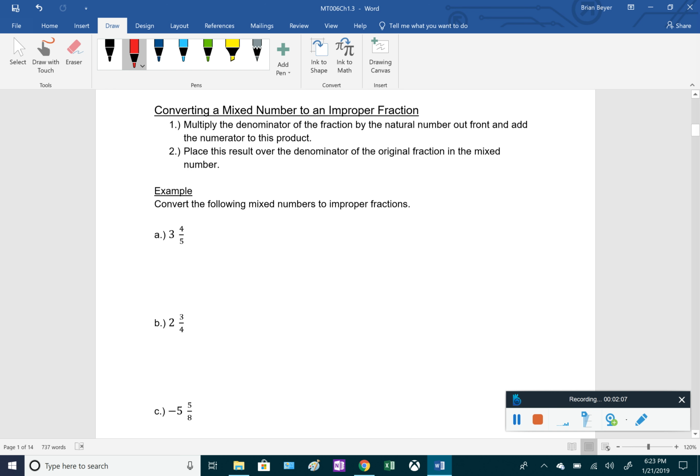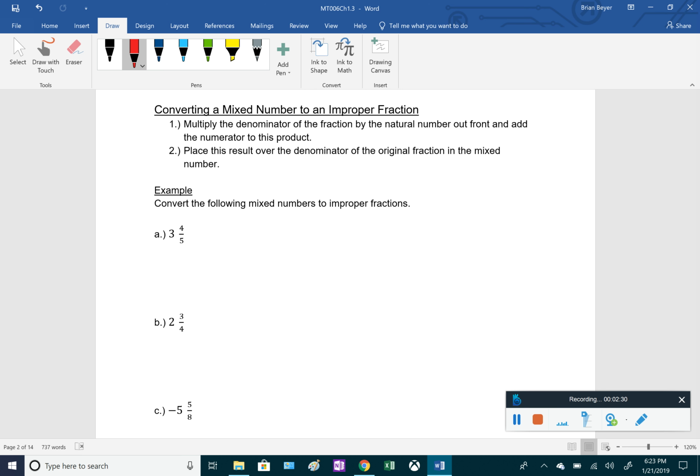So let's convert between mixed number and improper fraction. It's relatively simple to convert. Going from a mixed number to an improper fraction, we're going to multiply the denominator of the fraction by the natural number out front and then add it to the numerator. Then we're going to place that result over the original denominator and then we're done.